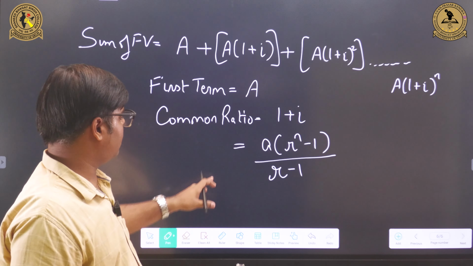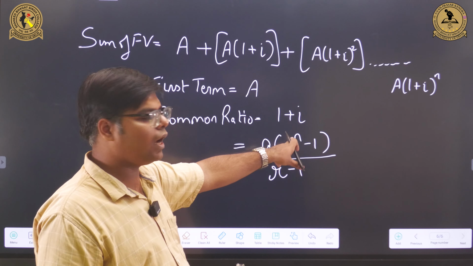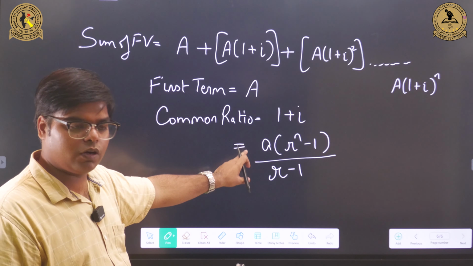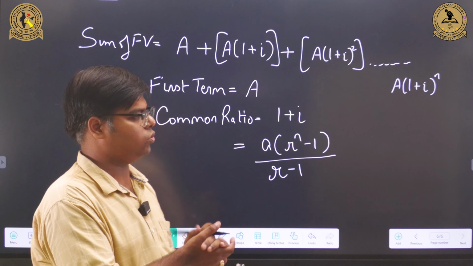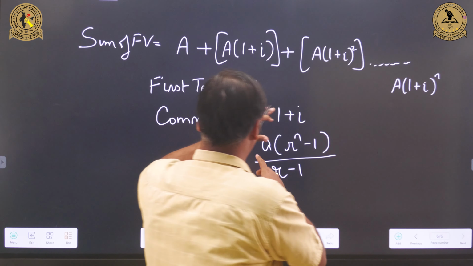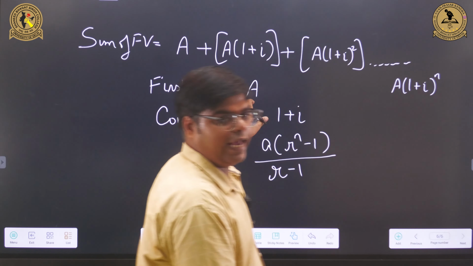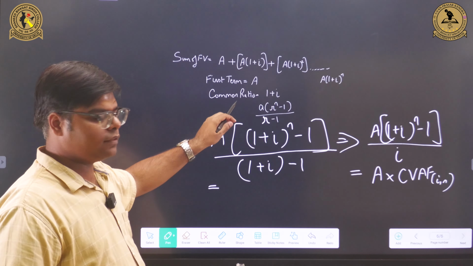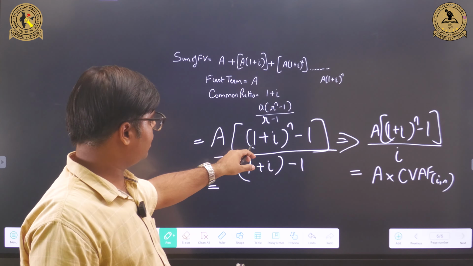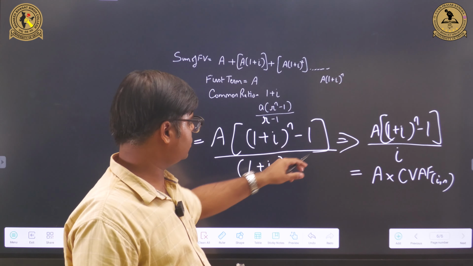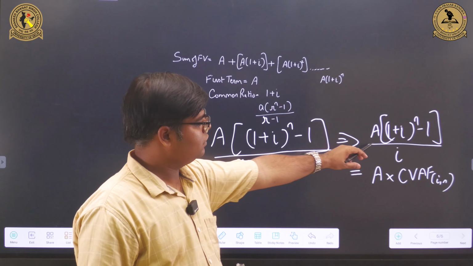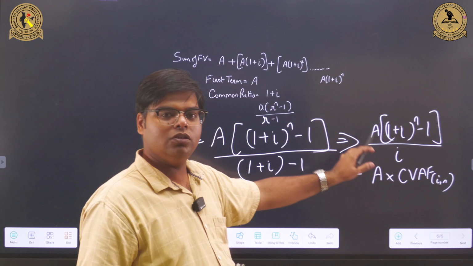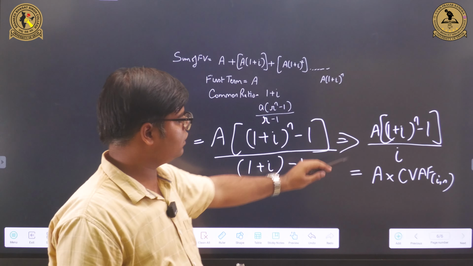Now, the formula for the sum of a geometric progression is A multiplied by (R raised to power n minus 1) divided by (R minus 1). My A represents the first term and R represents the common ratio. Now putting this information in my equation, A is annuity and R, the common ratio, is 1 plus i. So A multiplied by ((1 plus i) raised to power n minus 1) divided by ((1 plus i) minus 1). By rewriting it, it becomes A multiplied by ((1 plus i) raised to power n minus 1) divided by i. So in case of future value of annuity, this is the formula.